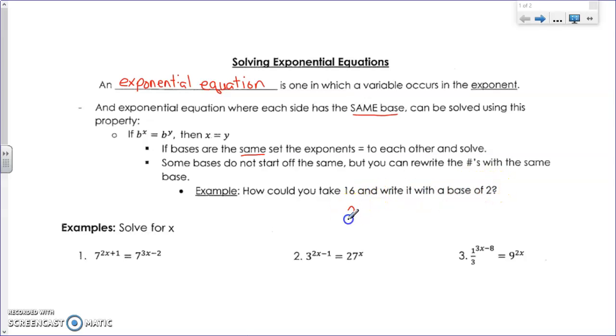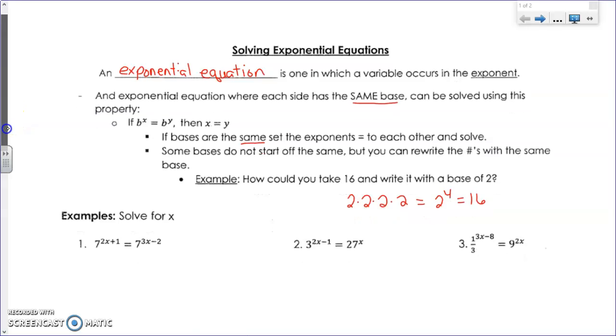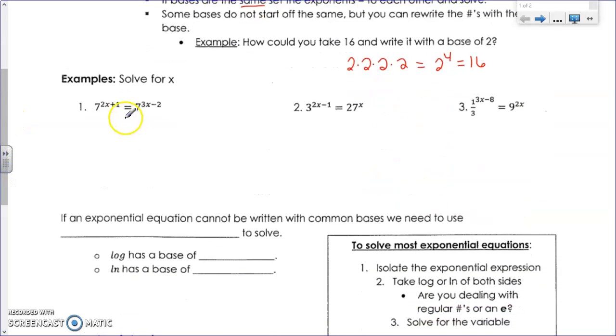So we know that 2 times 2 is 4, times 2 is 8, times 2 is 16. So that would equal 2 to the 4th, which equals 16. So sometimes we may need to change the 16 to have a base of 2, by using our properties of exponents. So here, the bases on this first one are the same. So when the bases are the same, the 7 and the 7, you take your exponents and you put them equal to each other. And then it's just a basic equation, and then we solve.